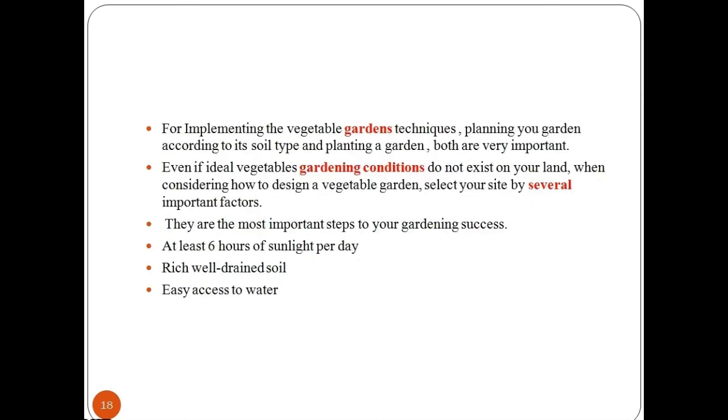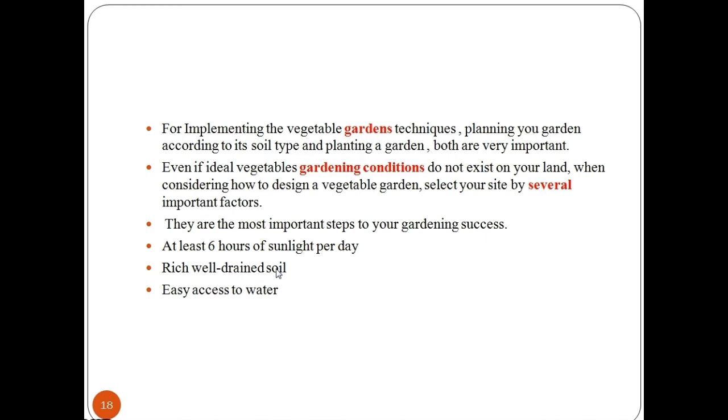Moving to slide 18, let's have a look at vegetable gardening techniques. Now let's have a quick look at points to be kept in mind while performing vegetable gardening. For implementing the vegetable gardening techniques, planning your garden according to its soil type and planting a garden both are very important. Even if ideal vegetable gardening conditions do not exist on your land, when considering how to design a vegetable garden, select your site by several important factors. They are the most important steps to your gardening success.